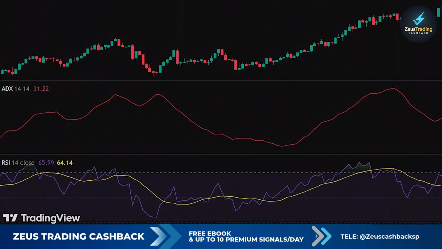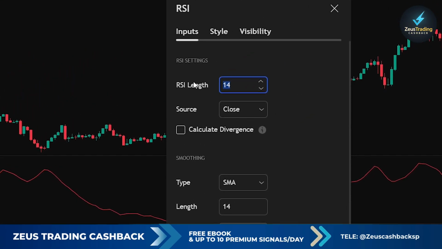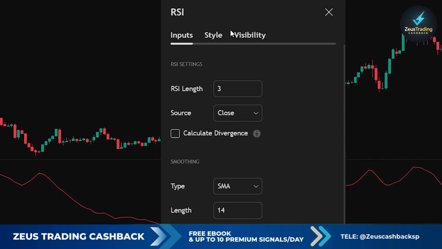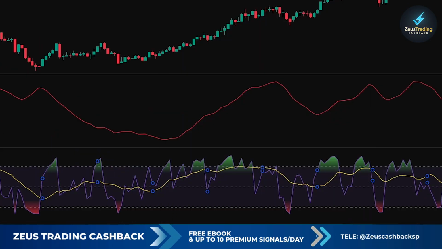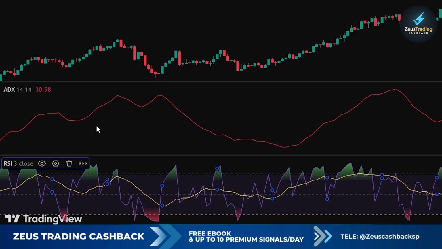To make this system truly work, you need to fine-tune the settings. Start with the RSI. Instead of the default 14-period setting, reduce it to 3. This makes the RSI respond much faster to price movement, which is essential when you're scalping on lower timeframes. Also, adjust the overbought and oversold zones from 70-30 to 80-20. You only want to react when RSI touches those extreme levels. It filters out the noise and leaves only high probability signals.